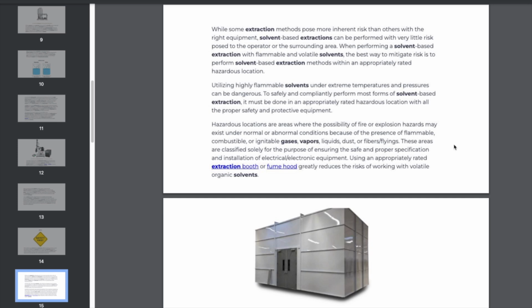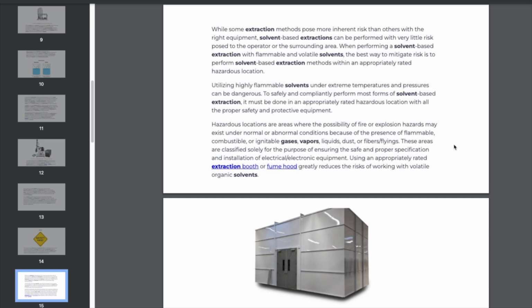Utilizing highly flammable solvents under extreme temperatures and pressures can be dangerous. To safely and compliantly perform most forms of solvent-based extraction, it must be done in an appropriately rated hazardous location with all of the proper PPE. Hazardous locations are areas where the possibility of fire or explosion may exist under normal or abnormal conditions because of the presence of flammable, combustible, or ignitable gases, vapors, liquids, dusts, or fibers.